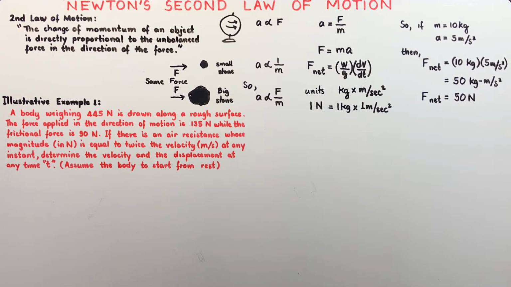Now let's have our first example here. A body weighing 445 newtons is drawn along a rough surface. The force applied in the direction of motion is 135 newtons, while the frictional force is 90 newtons. If there is an air resistance whose magnitude in newtons is equal to twice the velocity at any instant, determine the velocity and the displacement at any time t, assuming that the body is starting from rest.